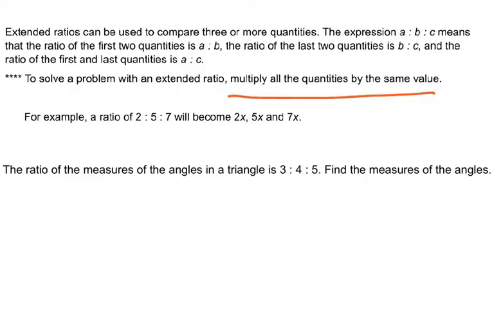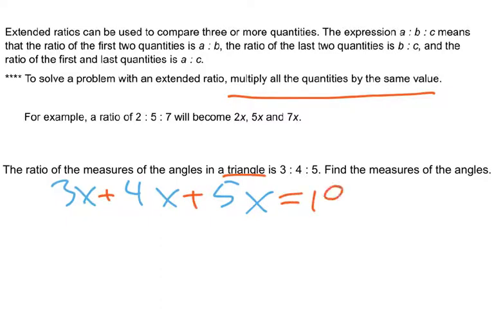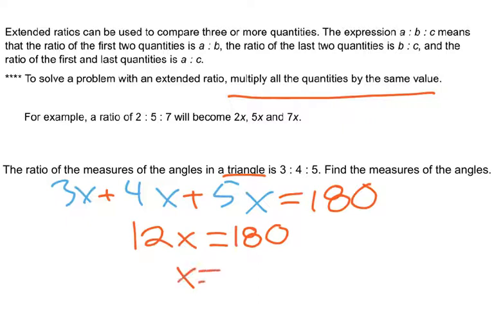So here, the ratio of the measures of angles in a triangle is 3 to 4 to 5. Again, we're going to say 3x, 4x, and 5x. Now, we are dealing with a triangle here, so what do we know about the angles of a triangle? Well, they add up to 180 degrees. And again, you're going to need a variable in there somewhere to solve this equation. So you put an x behind all three of those numbers. So that gives you 12x equals 180. So if you do 180 divided by 12, you get 15.